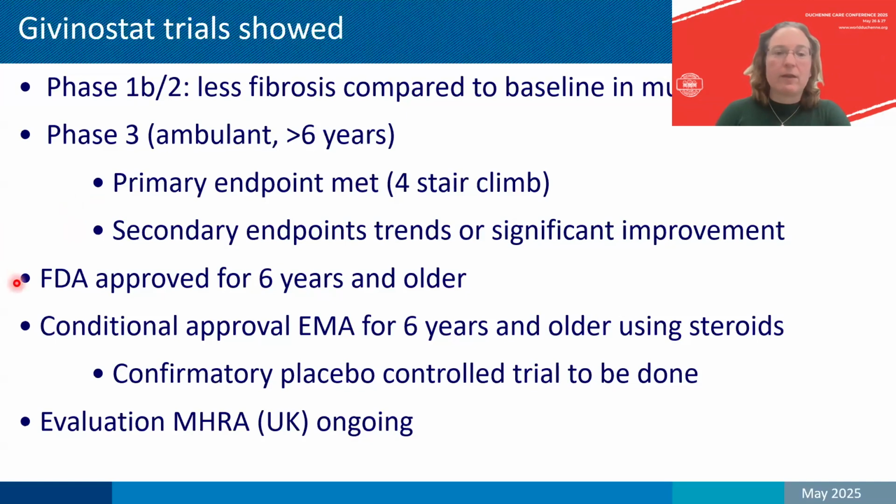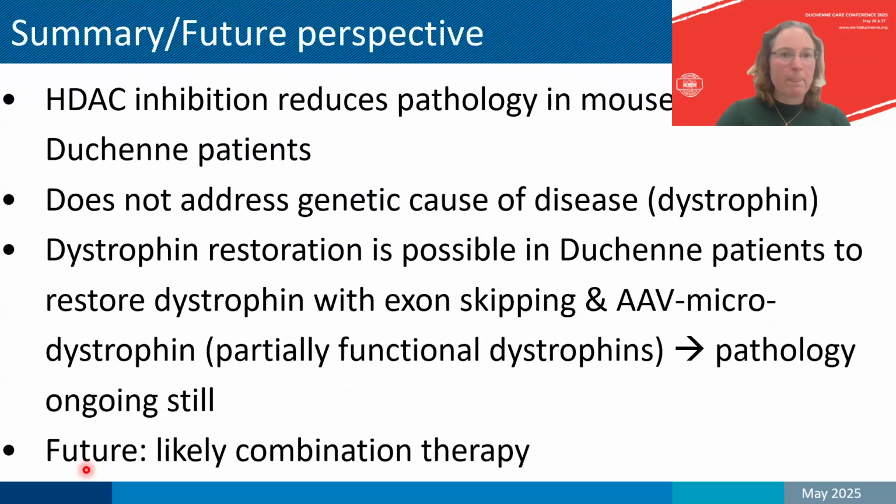So the current status is that Givinostat has been FDA approved for patients 6 years and older since last year. Very recently, it's also now conditionally approved by the EMA for patients 6 years and older who are on steroids. But as part of the condition, a confirmatory placebo-controlled trial has to be done by the company. And the evaluation by the MHRA, so the UK regulators, is ongoing.